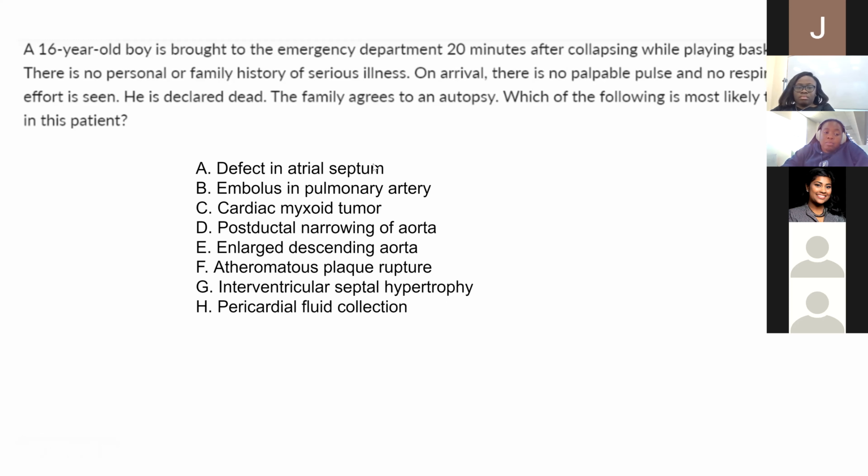We didn't go over it because we didn't have time, but patent foramen ovale, I don't know. Oh, okay, close. It's an ASD. So perfect, atrial septal defect, right? Embolus in the pulmonary artery would cause stuff like shortness of breath. So obviously it's not going to be embolus in the pulmonary artery.